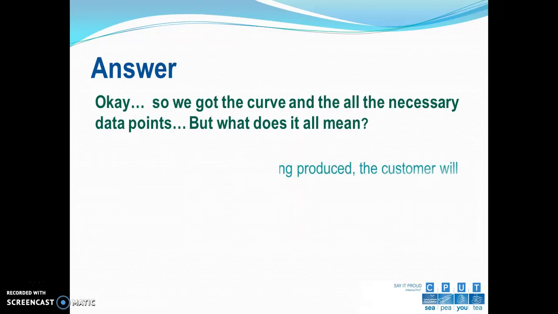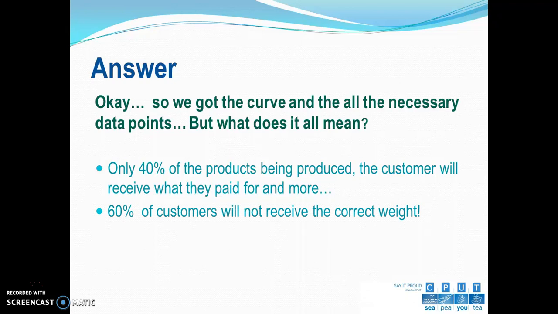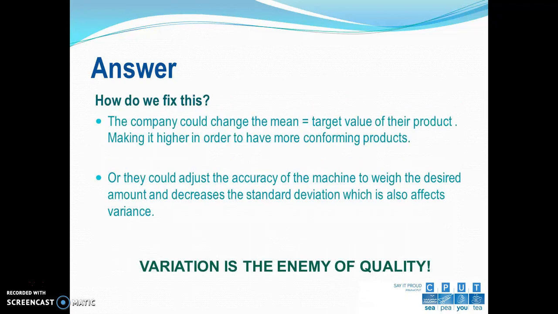So what are we going to do to fix this? At the end of the day, we would like to give the customer what they are paying for. We wouldn't want to cheat them out of it. So how do we fix this? The company can change the mean to make it equal to the target value of the product, making it higher in order to have more conforming products. Or on the other hand, they could adjust the accuracy of the machine to weigh the desired amount and decrease the standard deviation, which is also affecting your variance. Now, you always need to keep in mind that variation is the enemy of quality.